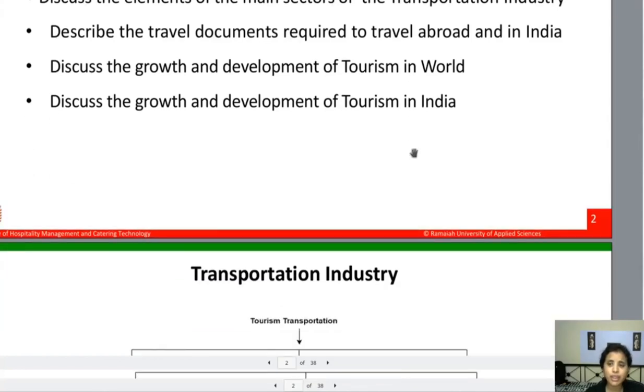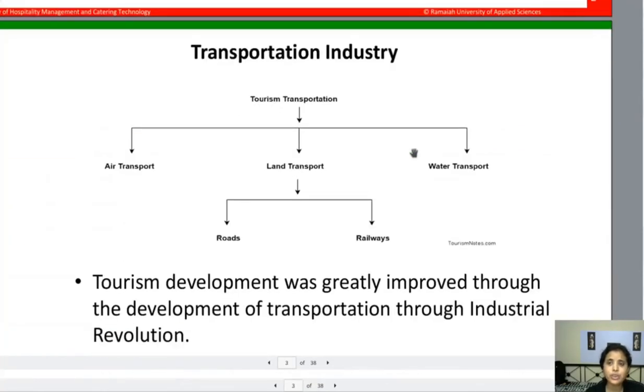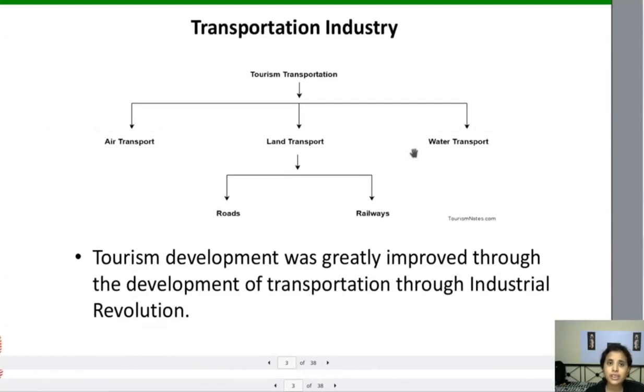When we talk about the transportation industry in the tourism sector, the transportation industry is divided into three categories. One is air transport. The contribution of air transport in the tourism industry has been very magnificent.